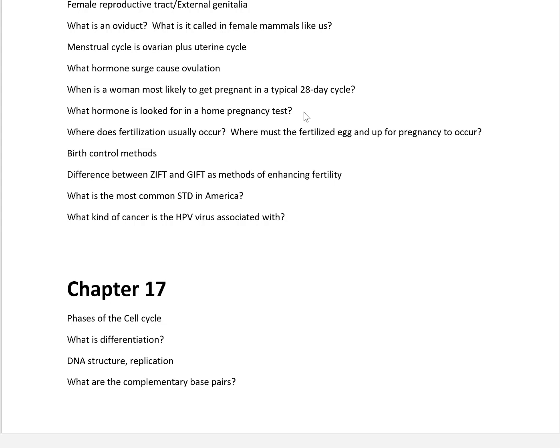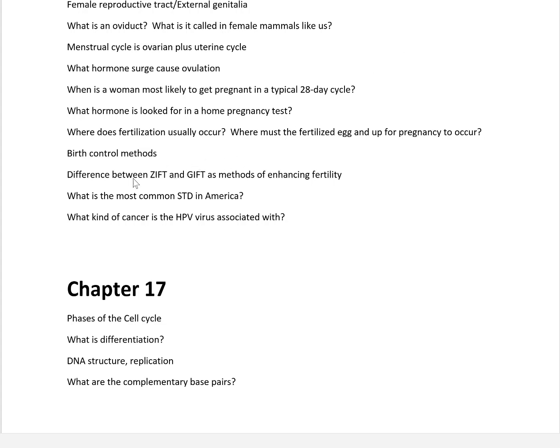Where does fertilization usually occur, and where must the fertilized egg end up for pregnancy to occur? I already mentioned this. Fertilization usually occurs in the oviduct, in the fallopian tube, most people would say about 2/3 of the way down the path. The egg heads in one way, the sperm climbs up the other way, and they meet in the fallopian tube. But the egg must embed itself in the uterus in order for pregnancy to work well.